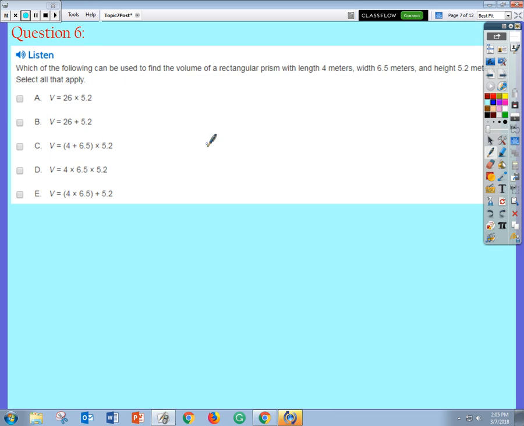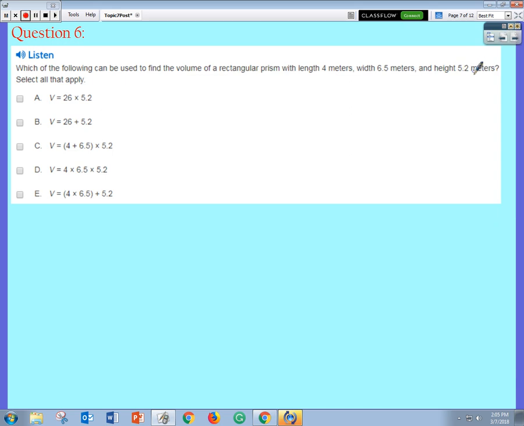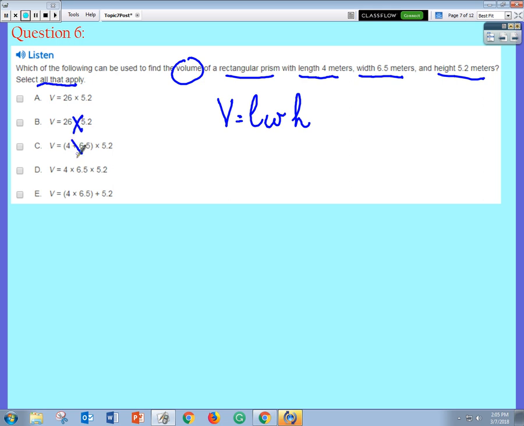Which of the following can be used to find the volume of a rectangular prism with length 4 meters, width 6.5 meters, and height 5 2/10 meters? Select all that apply. All right, we have a length of 4, a width of 6.5, and a height of 5 2/10. It's a volume of a rectangular prism. That is, volume equals length times width times height. Well, I'm going to automatically eliminate answer choices here. Sorry, you have addition. Sorry, you have addition. And you have addition. I've eliminated 3 answer choices already.